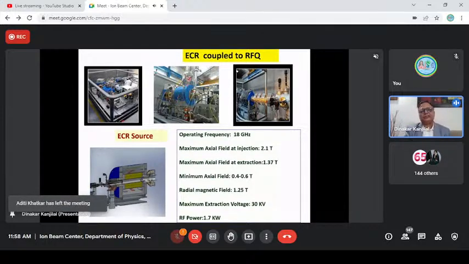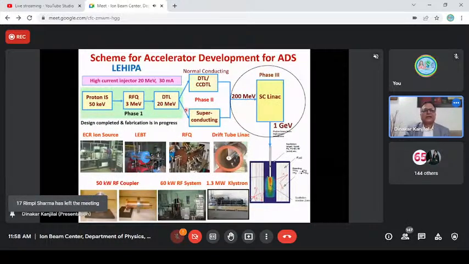This is a high temperature superconducting ECR. This is the world's first one built by us, and this is very famous. It is known as Pantechnik internationally. And this future program is going on at BARC mainly. It is a mega science project, the accelerator-driven subcritical system.